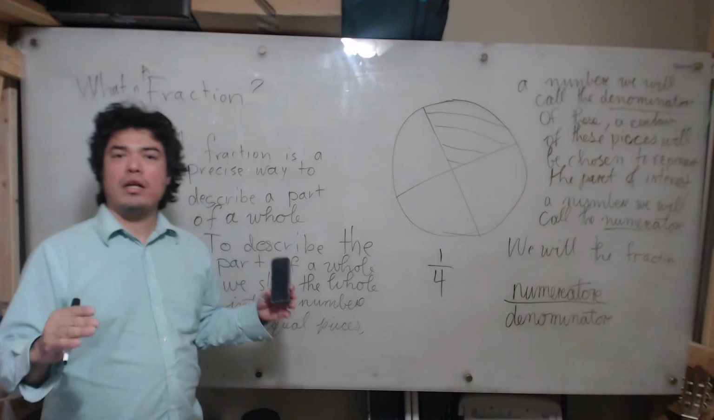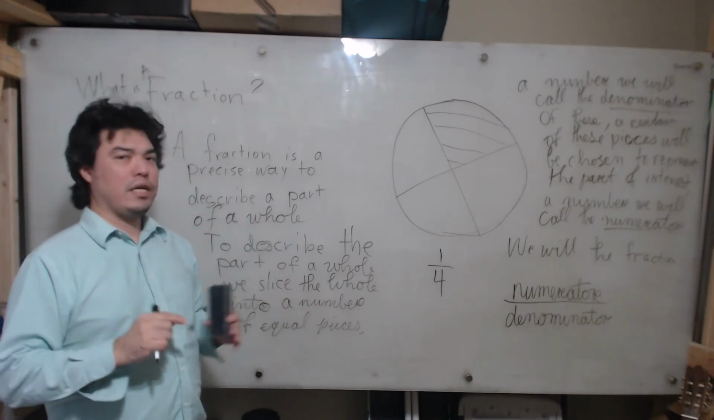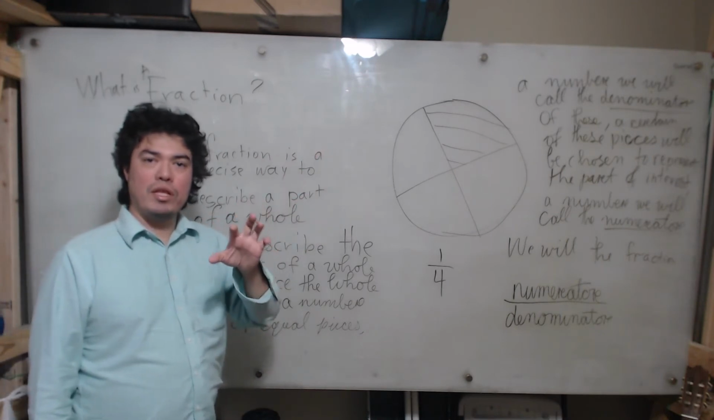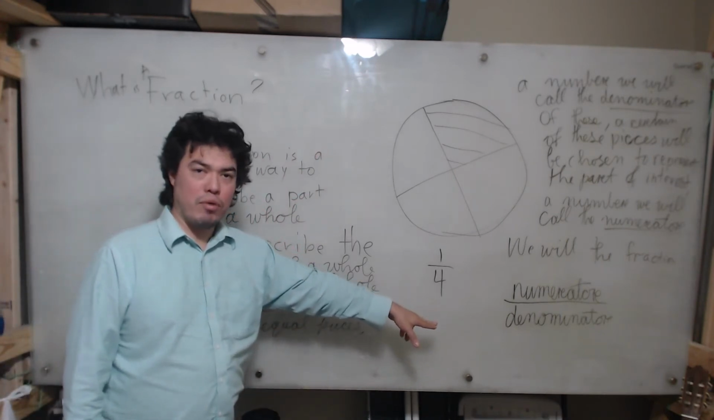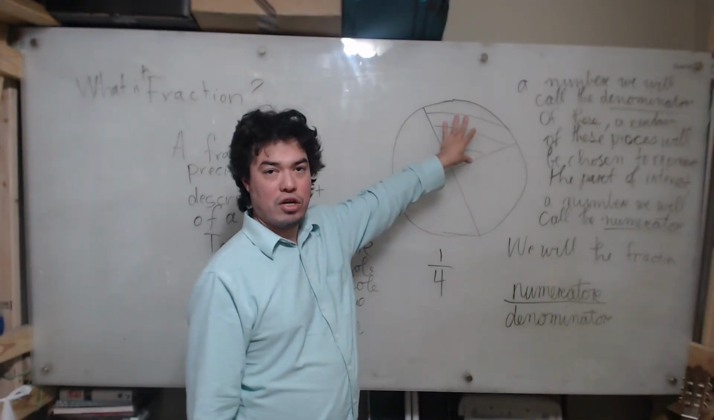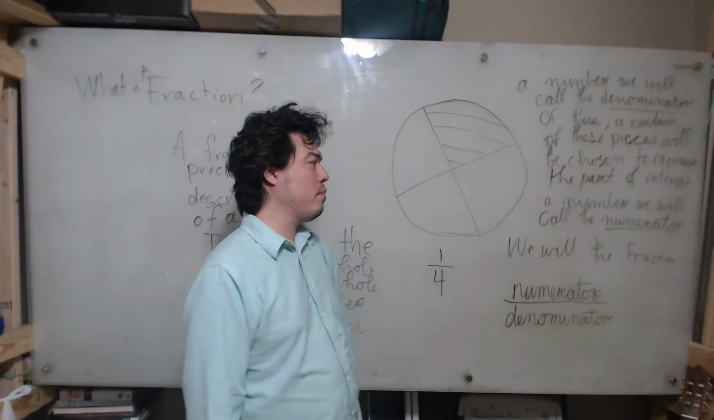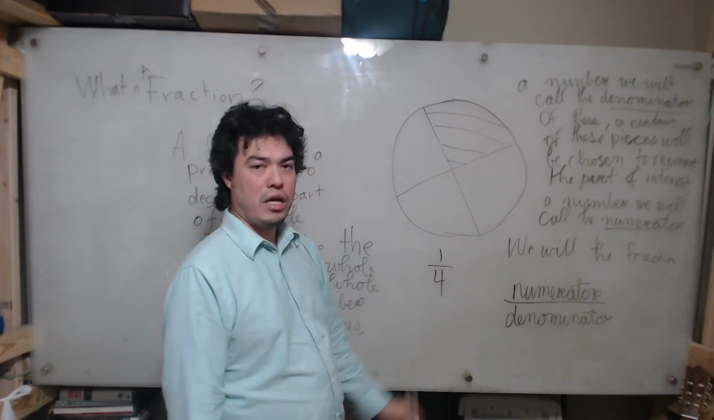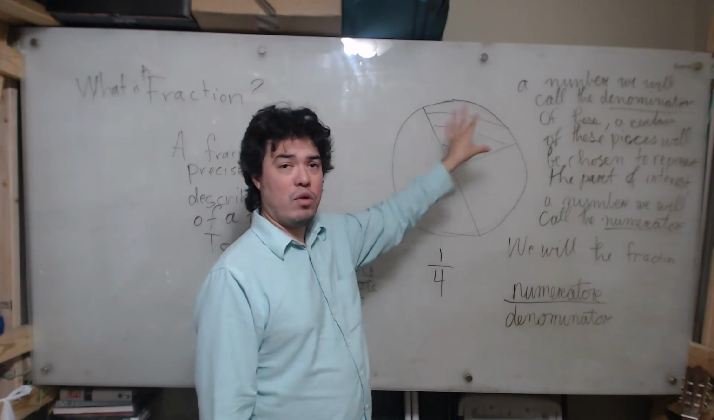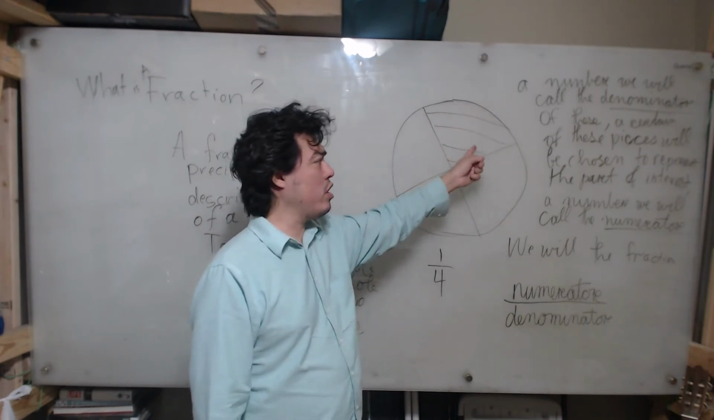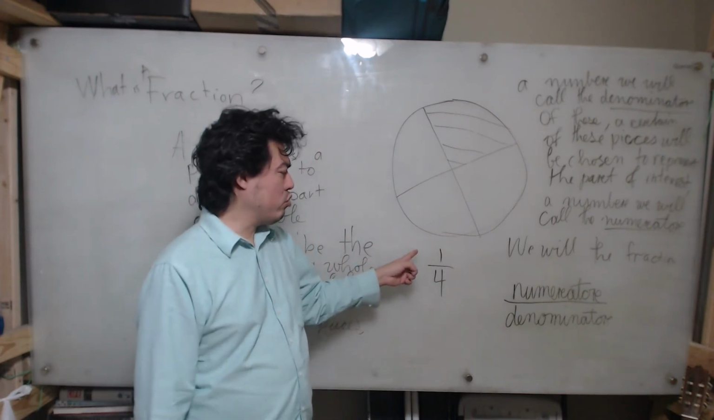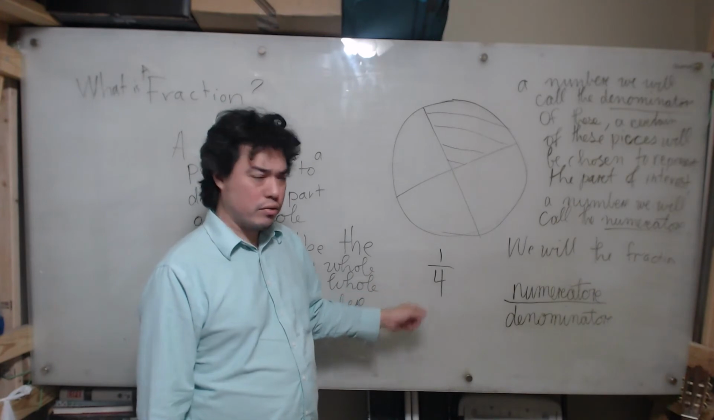We're going to communicate the part of a whole more accurately by slicing the whole into a number of equal pieces. That number will be the denominator of the fraction, the number that goes in the bottom. And the part of interest to us, so for example, our one slice of the pizza, how many of the equal pieces that corresponds to, in our case 1, that will be referred to as the numerator. And we will write our fraction down as the numerator over the denominator.